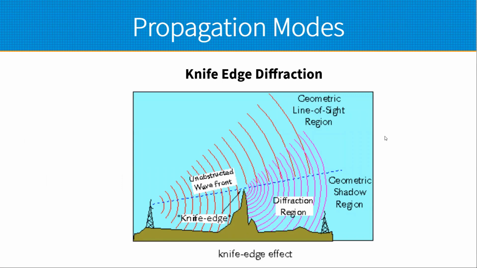This is one showing knife edge diffraction where it sort of bends the wave, and you can see it down here. They call it the geometric shadow.